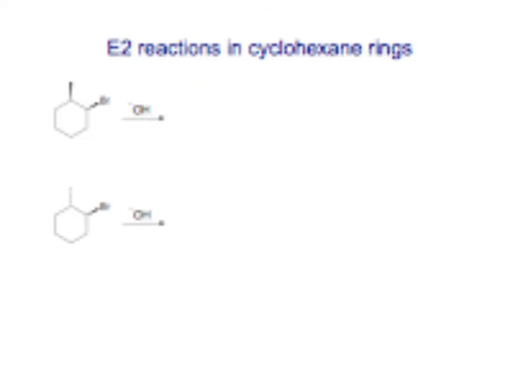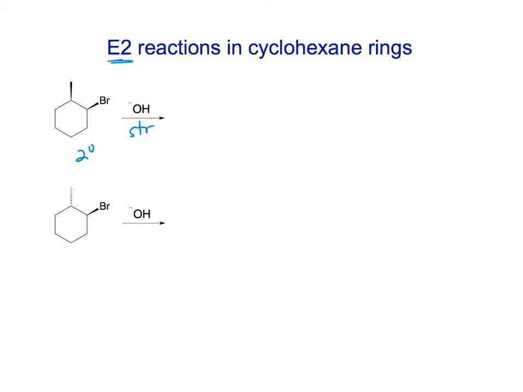What happens when we do E2 reactions in rings? So let's look at these examples. So the first example, we have a secondary alkyl halide, we have a strong base. We would know that favors an E2 elimination. We have the alpha position here, we have the beta position there, and another beta position over here. So we have two possible products.